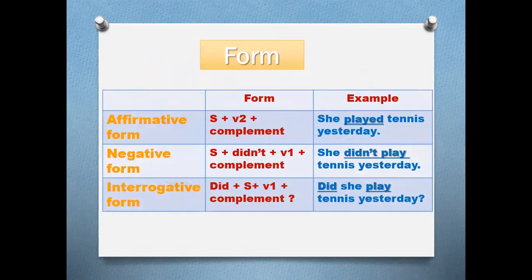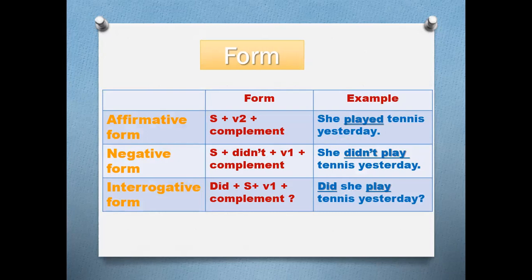Here, let's see the form of the past verbs. How can we use them in affirmative, negative, and interrogative forms? Interrogative is the same as the questions. So, in any sentence, how can we construct a sentence? By putting, first of all, the subject, then the verb, and the complement or the object.